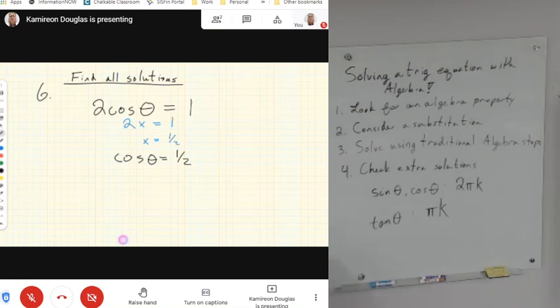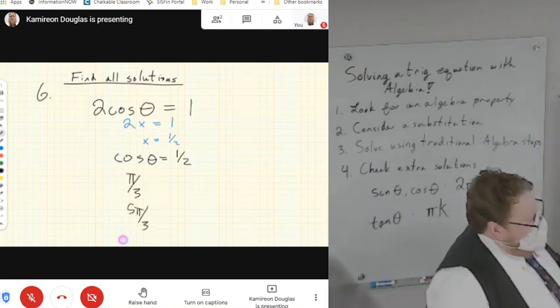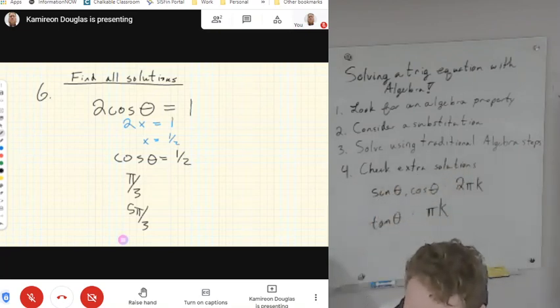So I take my function, 2 cosine of theta is equal to 1. I divide that by 2, getting cosine of theta equal to 1/2. I use the unit circle to determine my possible solutions. Where will cosine of theta equal 1/2? Pi over 3. And 5 pi over 3. 5 pi over 3. Thank you, Madeline. These are the solutions between 0 and 2 pi.